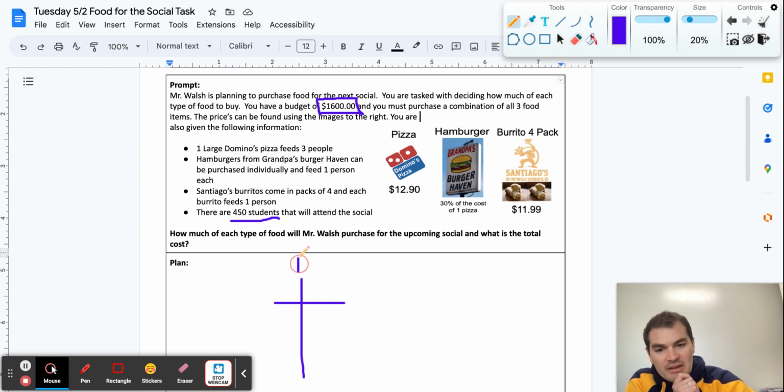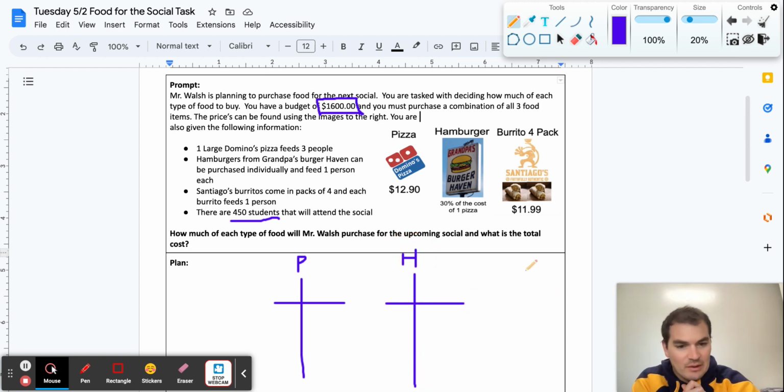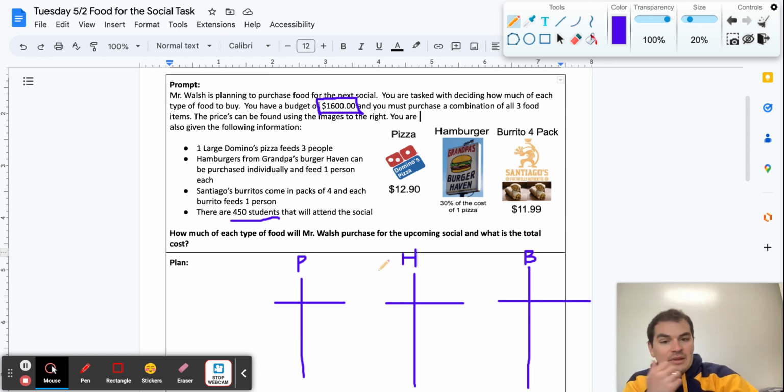I would think for the pizza, and then you guys know me. You know I love ratio tables. I'll put P for pizza, H for hamburgers. You guys can write the whole thing out. I'm just using my trackpad, so it's very difficult for me to write full sentences or full words. But for the pizza, I'm thinking this. I'll just put number and dollars, and I can probably quickly do that for each.